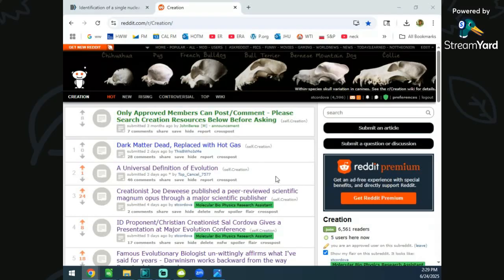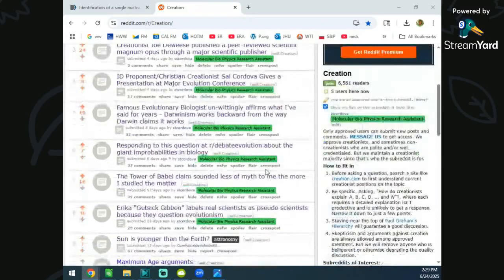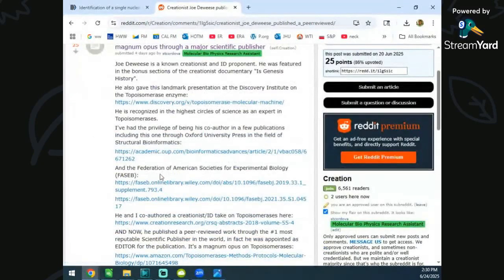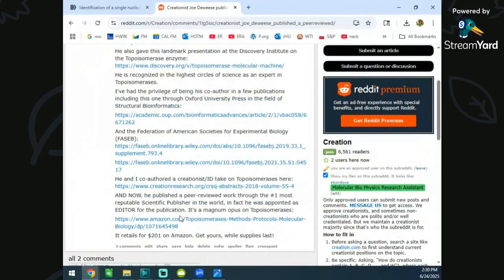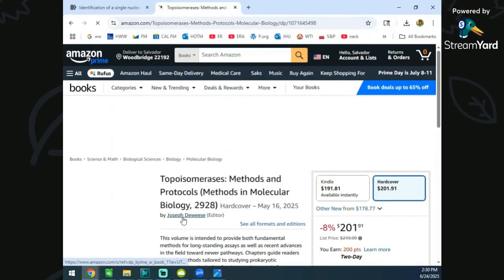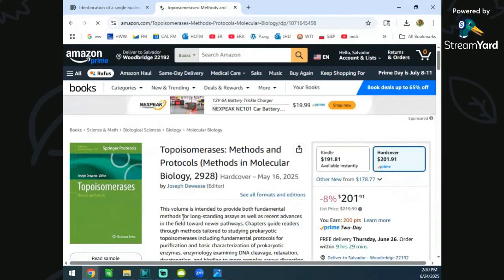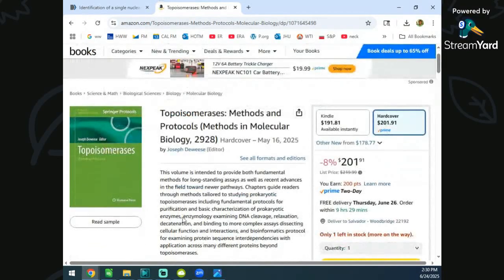So there is this creationist, Joe DeWeese. He got published, a major peer review publication, and I'll tell you how that relates to what we just read. Anyway, this is the publication. It retails for $201 at Amazon, so it's discounted. It's a book, like a magnum opus. It's a huge book, and it's by one of our own.